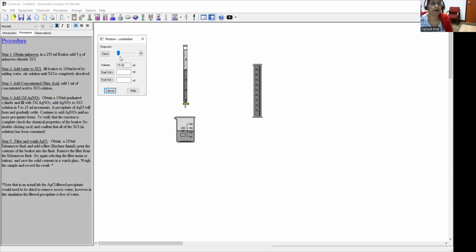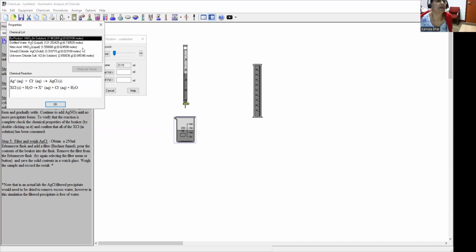So now I have added 20. So you can see that. I'm going to close it. Now, if you want to do it by, this is one way of doing it. And then, of course, you can check the chemical properties to find out how much unknown solution.